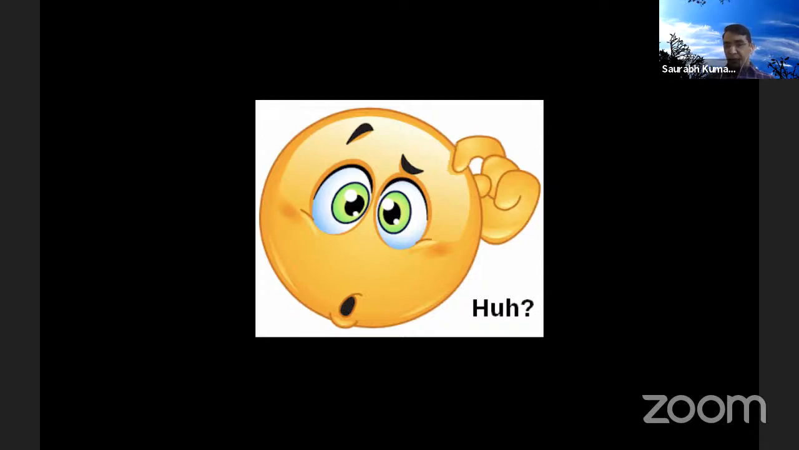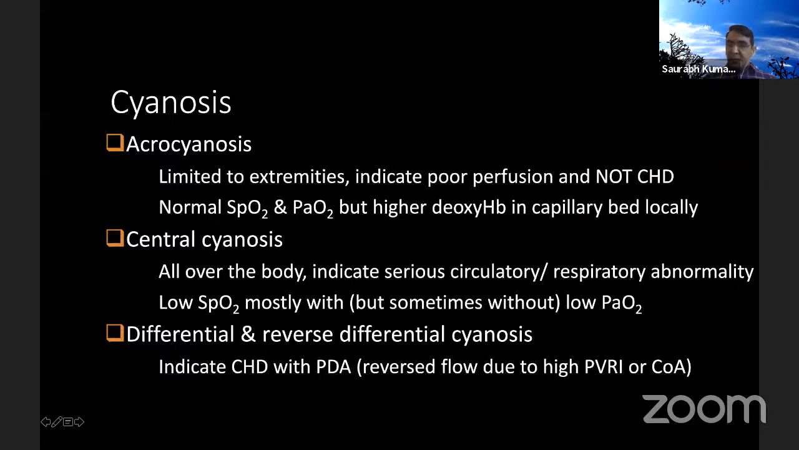And that's why I think that it's quite relevant. And of course, it is relevant for the cardiologists who are seeking training in cardiology. So with that background, I'll start by saying what is cyanosis.